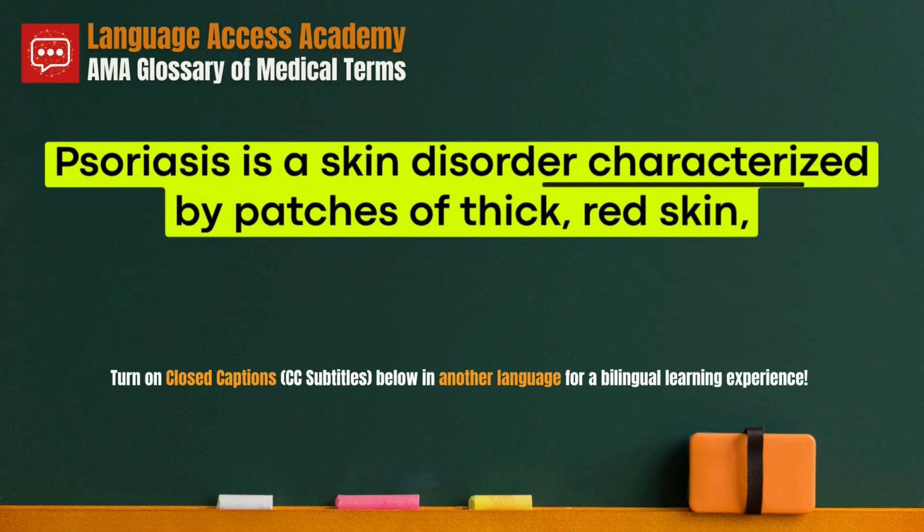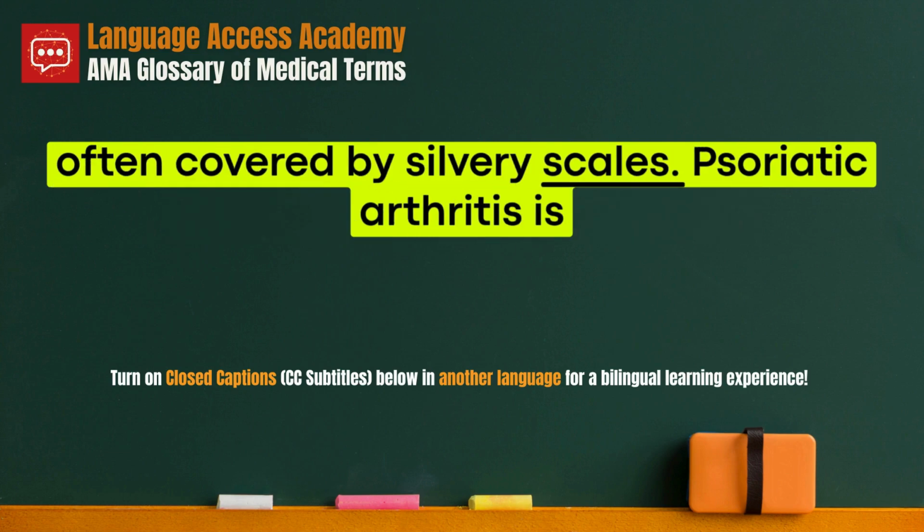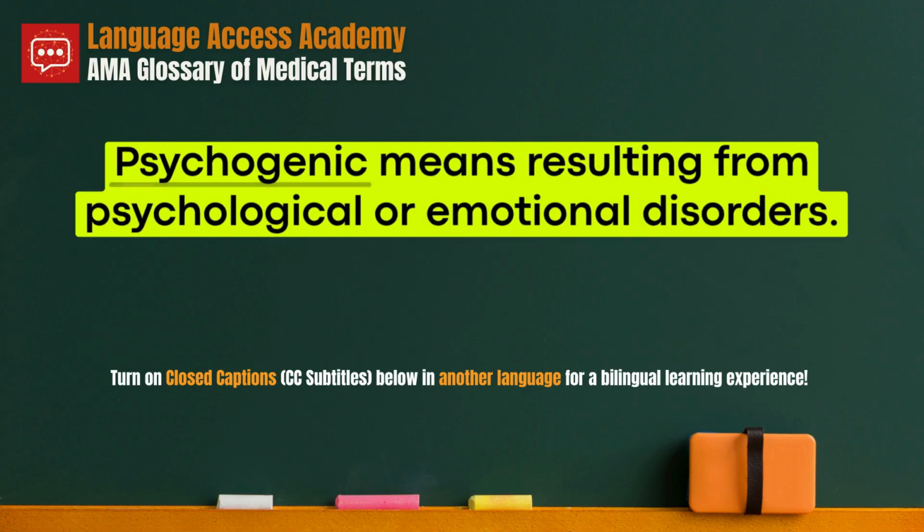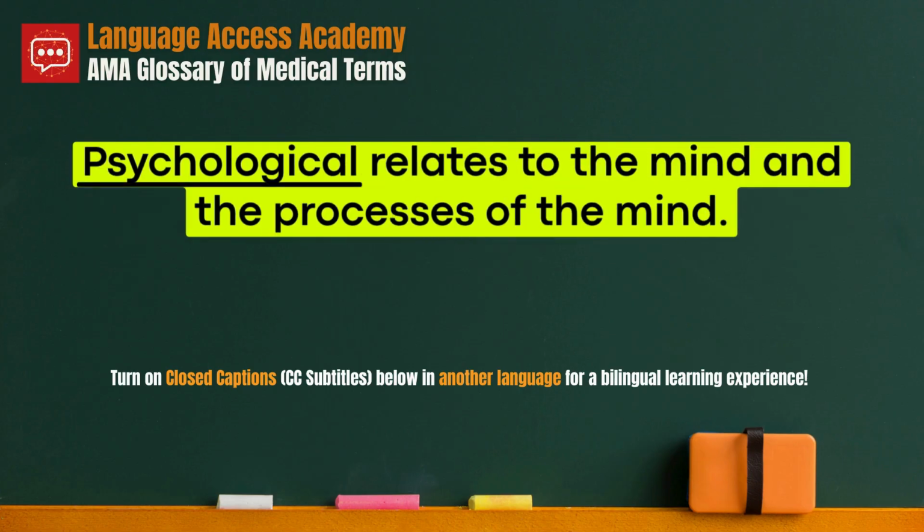Psoriasis is a skin disorder characterized by patches of thick, red skin, often covered by silvery scales. Psoriatic arthritis is a form of arthritis that develops as a complication of psoriasis. Psychogenic means resulting from psychological or emotional disorders. Psychological relates to the mind and the processes of the mind.